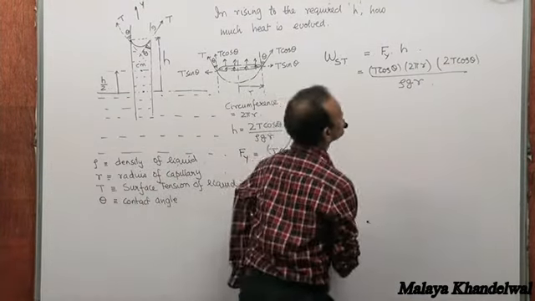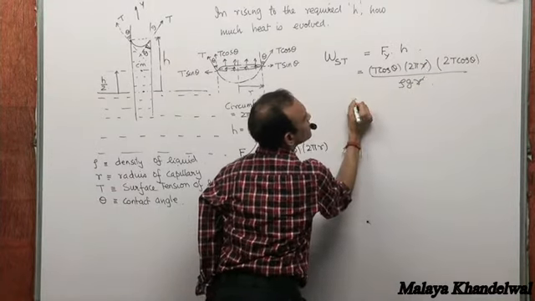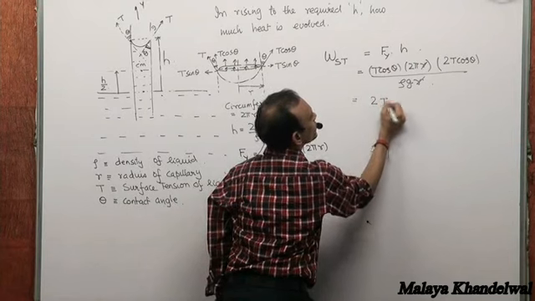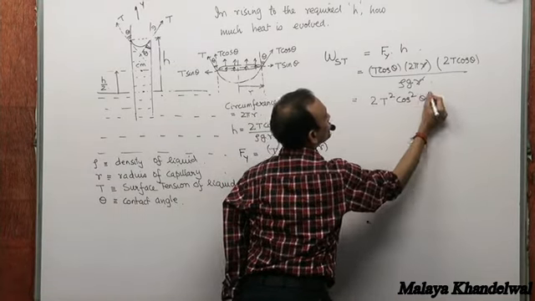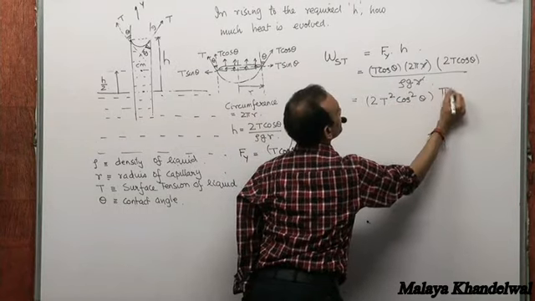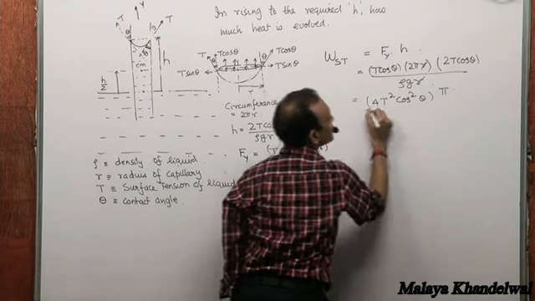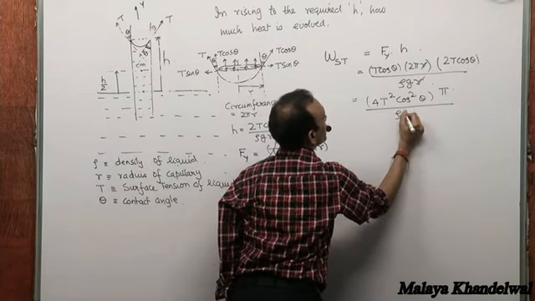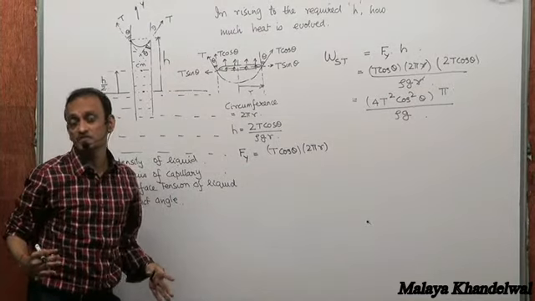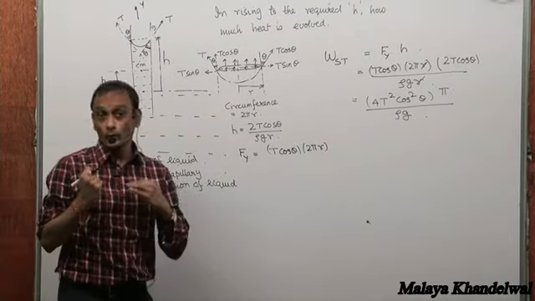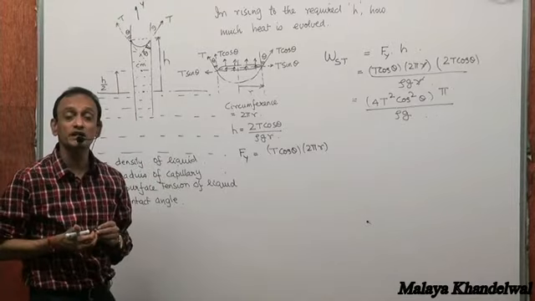How much does it turn out to be? Let's look at that. Small r will get cancelled, so which is like 2T squared cos square theta into pi. Oh, it will become 4 because 2 into 2, 4. 4T square cos square theta into pi divided by rho g. This is the work done by surface tension. Part of it gets consumed in increasing the gravitational potential energy, right?